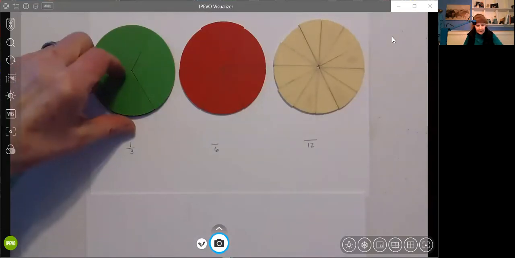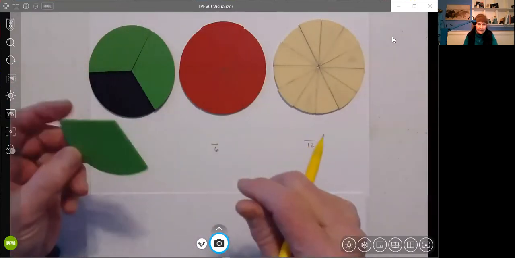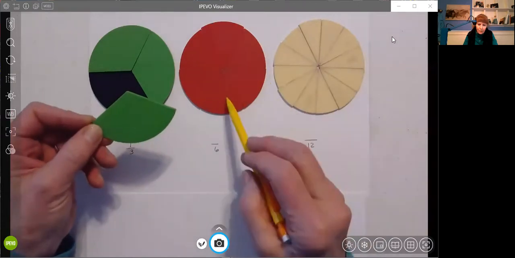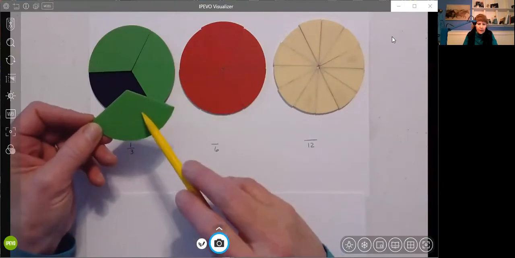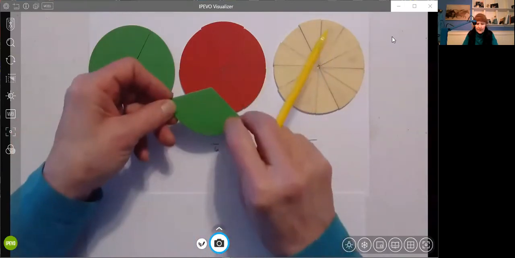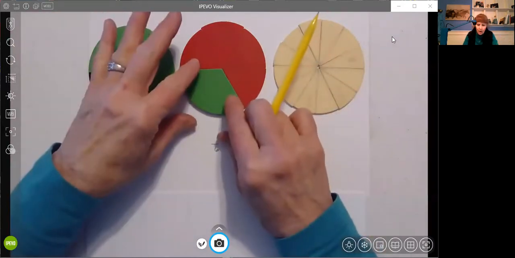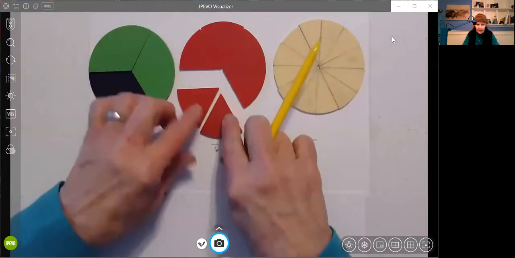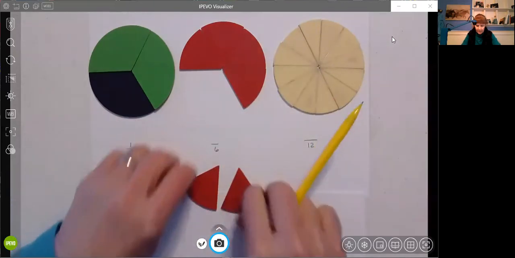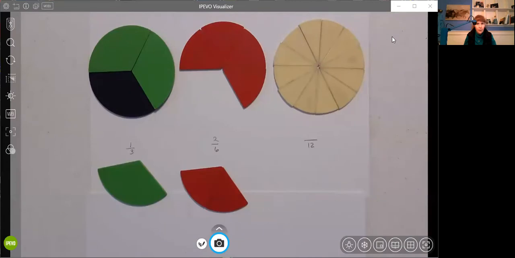Now, if I were to take this out here, and let's say I wanted this same amount, but with the red. How many of these reds would I need so that it equals 1/3? Well, I would need 2 of the sixths to represent 1/3. Those two are the same size.